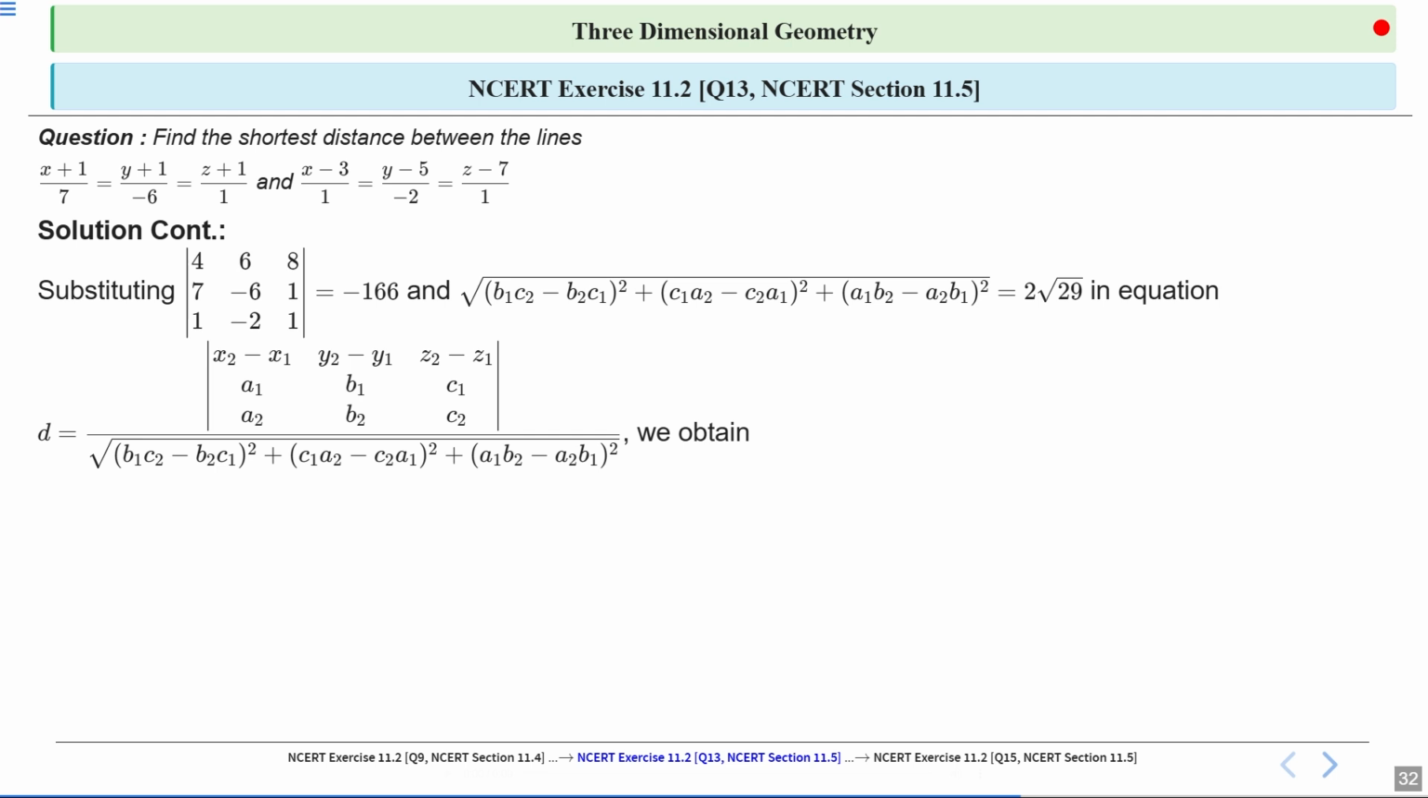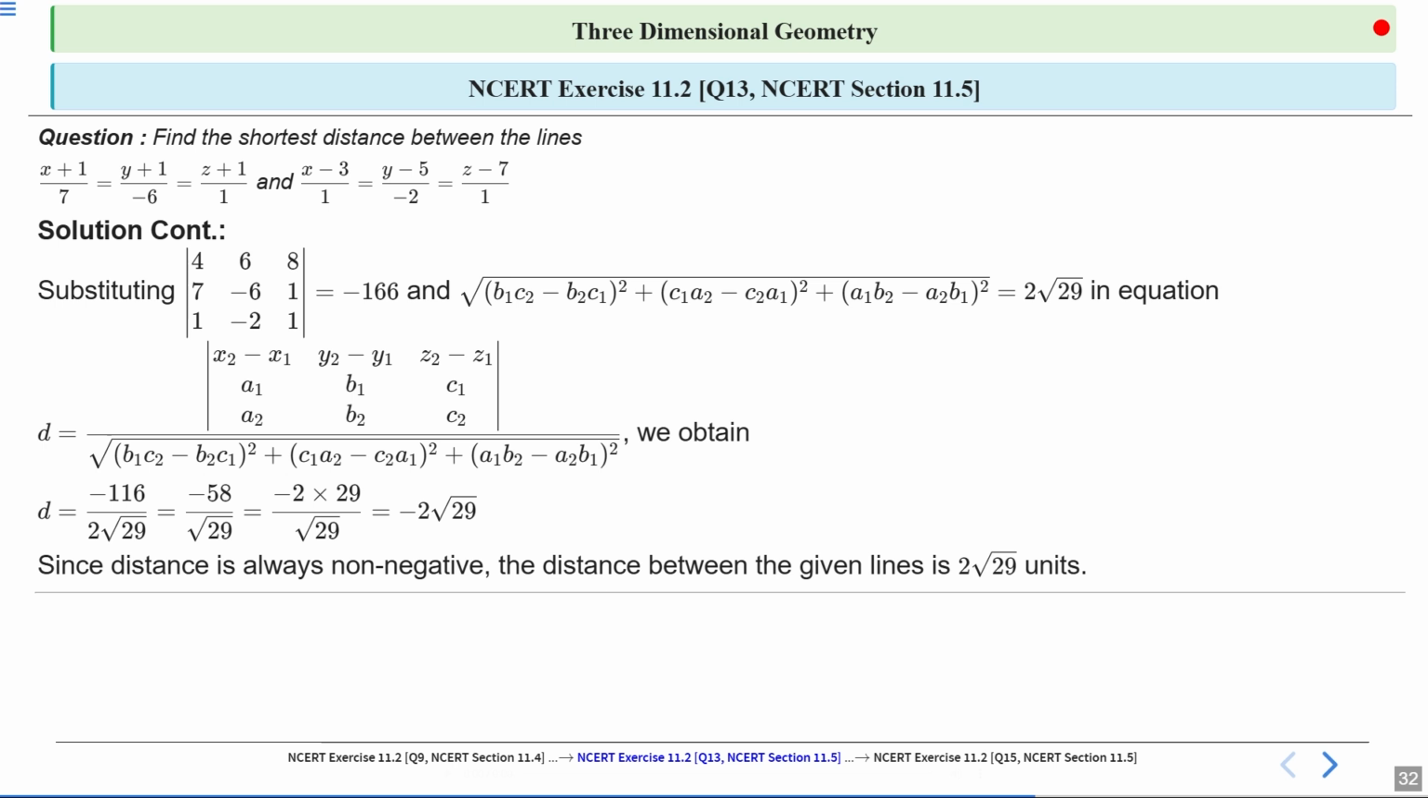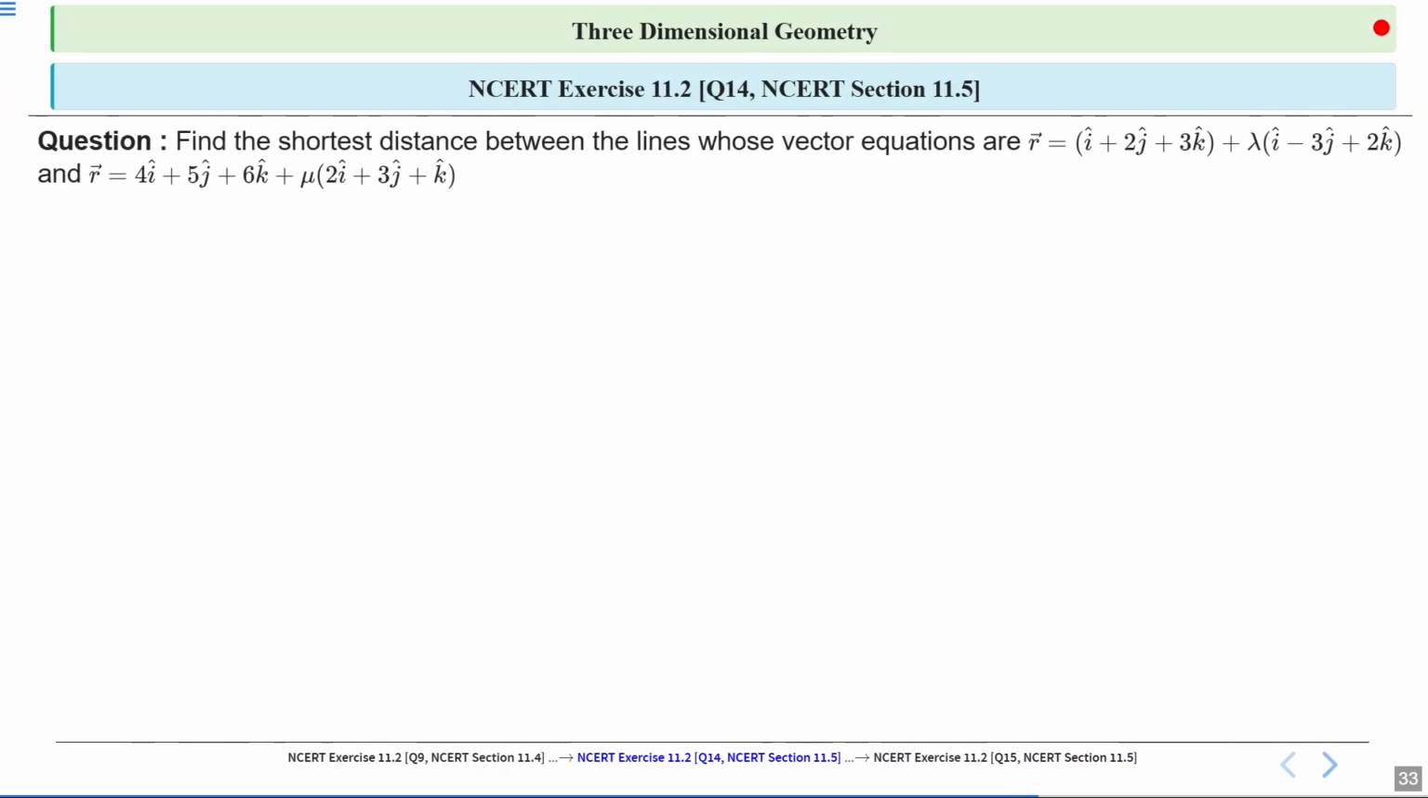By putting the values, we get d is equal to minus 116 upon 2 root 29, which is equal to minus 58 upon root 29, right, which is equal to minus 2 into 29 upon root 29, which will be equal to minus 2 root 29. Since the distance is always non-negative, the distance between the given lines is 2 root 29 units. Okay, right, this was our answer.